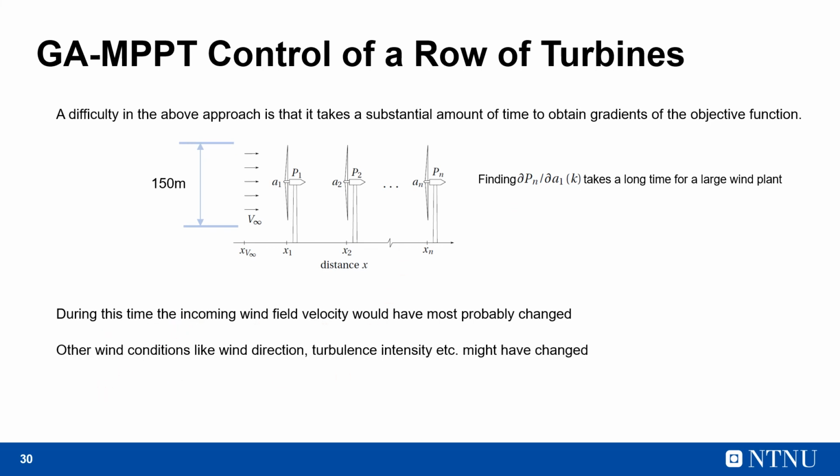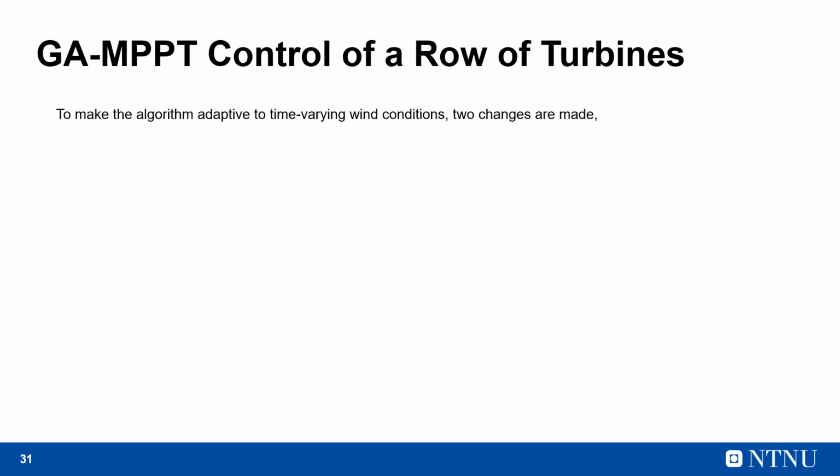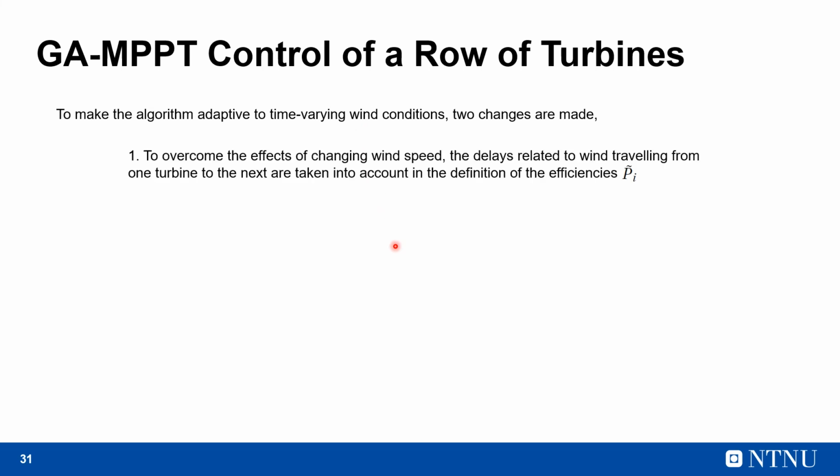Other wind conditions like wind direction and turbulence intensity might also have changed. And so to make the algorithm adaptive to time varying wind conditions, two changes are made. To overcome the effects of changing wind speed, the delays related to the wind traveling from one turbine to the next are taken into account in the definition of the efficiencies.